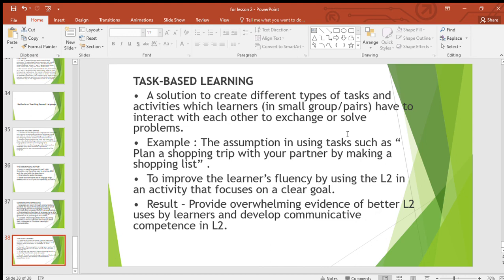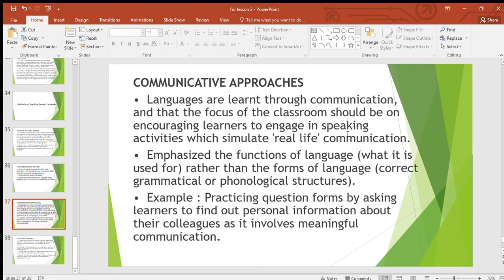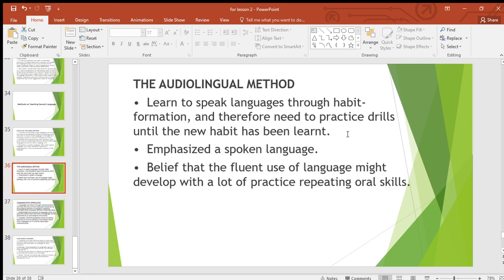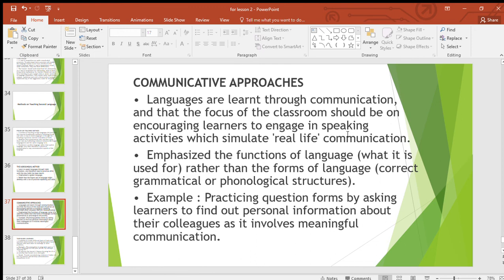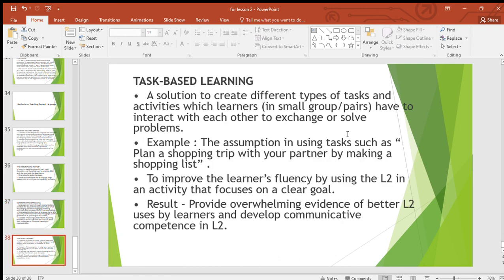So task-based learning is similar to communicative approaches. So if communicative approaches is similar to audiolingual method, task-based learning is similar to communicative approaches. In communicative approaches, again, they're role-playing using their second language or English in real-life conversations. Let's say just buying something. In task-based learning, you give them specific things to do. Okay, let's say, make a shopping list. Write down a shopping list in English, in the second language.